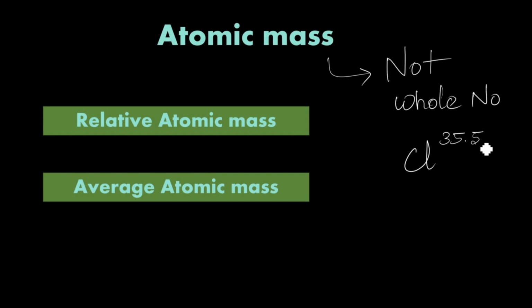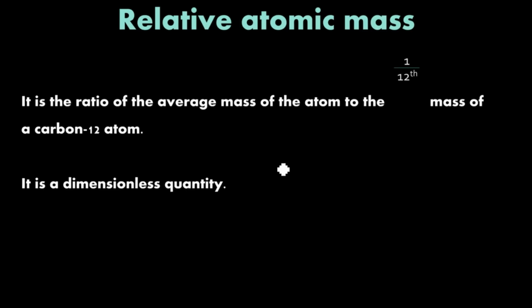Relative atomic mass and average atomic mass. Relative atomic mass is the ratio of the average mass of an atom to the 1/12th mass of a carbon-12 atom. And this is a dimensionless quantity. So we are comparing the atomic mass with 1/12th of the carbon atomic mass.